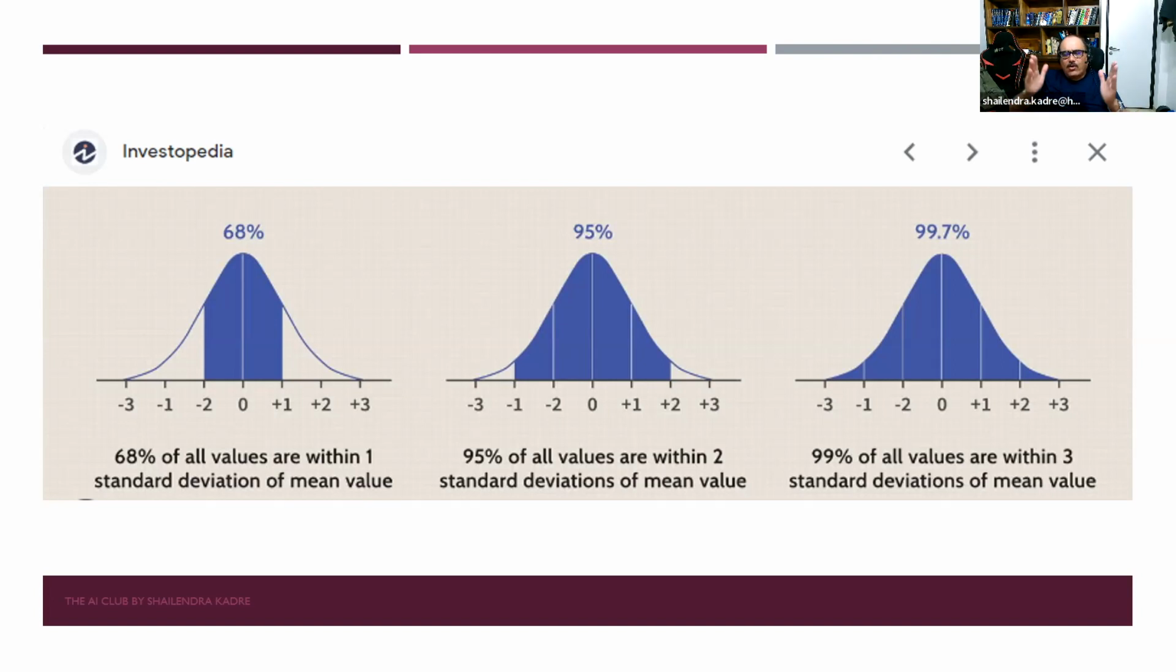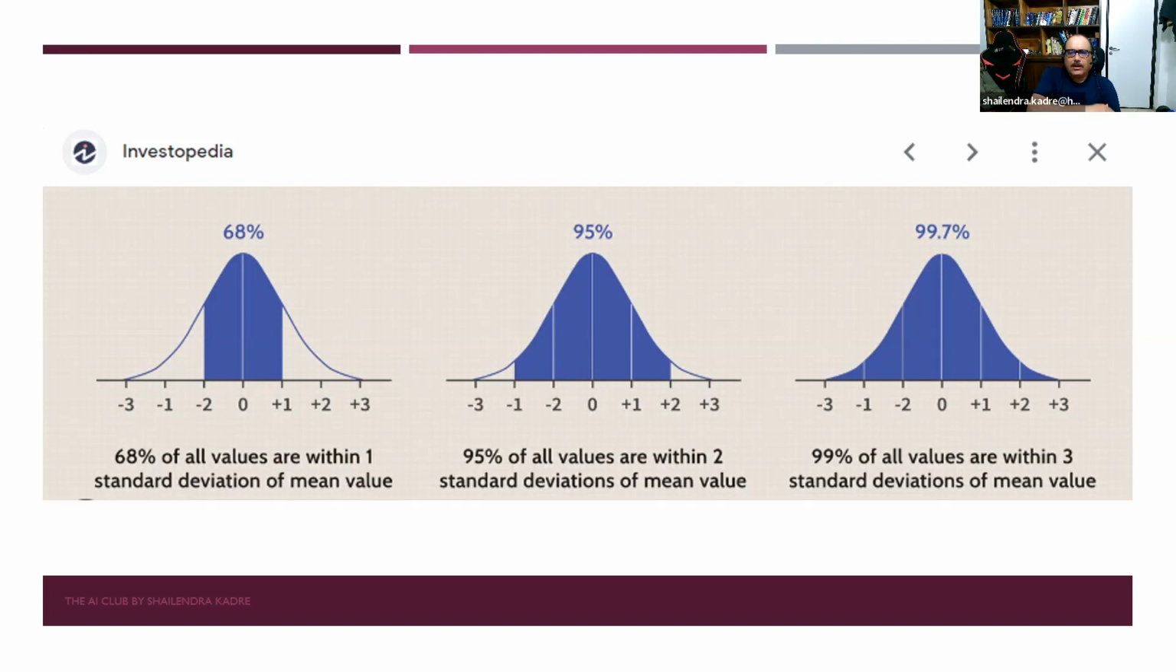Understood? If I go 2 standard deviations to the right and 2 standard deviations to the left, 95% of the data values are lying there. And if I go 3 standard deviations to the right and 3 standard deviations to the left from the mean, 99.7% of the values are lying there.